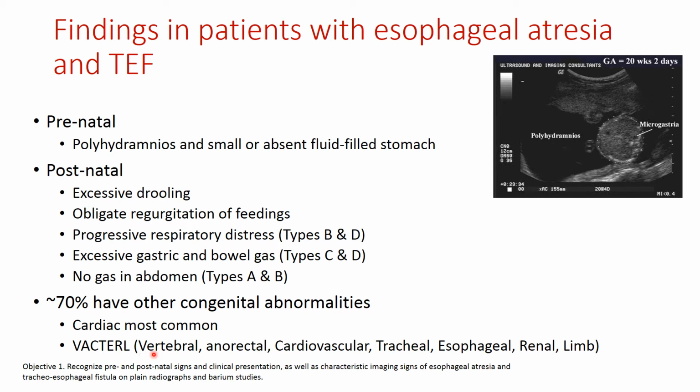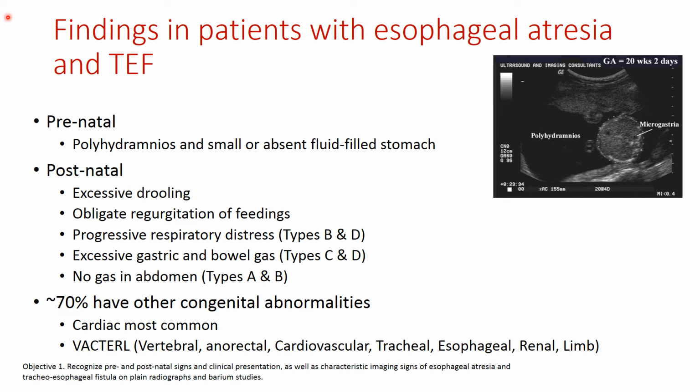VACTERL stands for vertebral anomalies, so the patient might have hemivertebra, just partially formed vertebra. Anorectal abnormalities, and this is pretty common with patients with esophageal atresia. They might have anal atresia, in other words, the anus just may never form, or they may have an imperforate anus, where you see an anus but it doesn't connect with the remainder of the bowel, with the rectum.